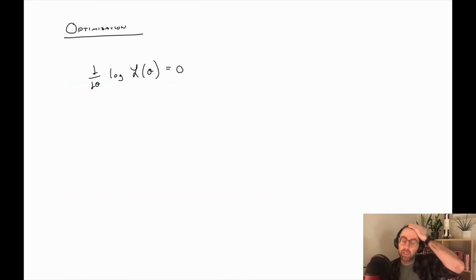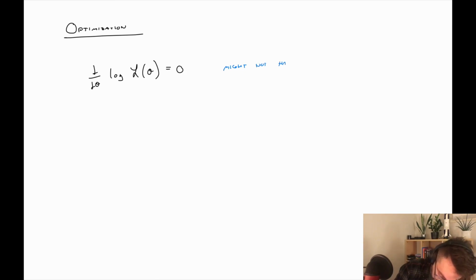Quick note about optimization here. So ultimately, when we're doing maximum likelihood, we're maximizing a likelihood. More specifically, often we're trying to solve this equation here, say in the univariate setting, or perhaps a system of equations. And this system of equations might not have an analytic solution. So often in practice, to maximize something, you're going to have to use a numerical optimization routine.